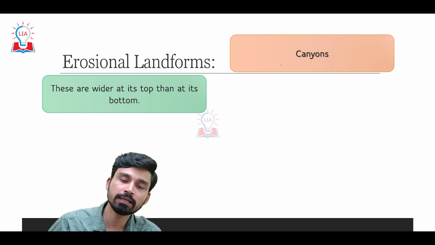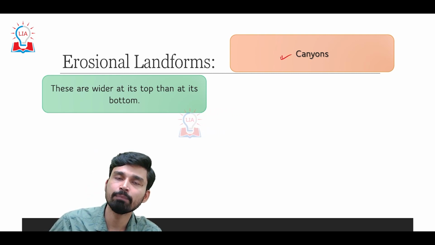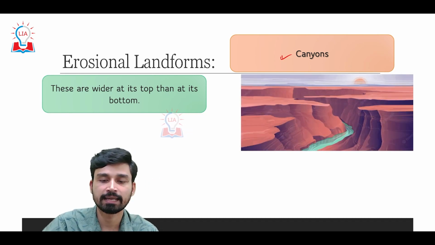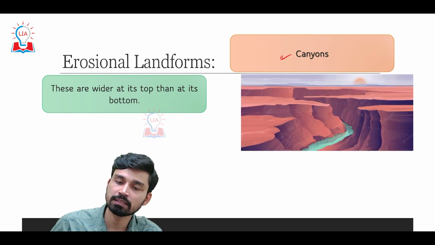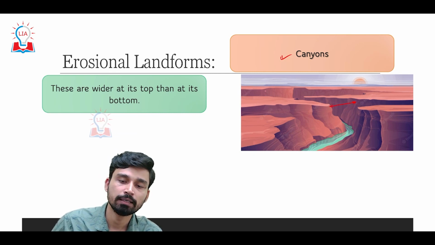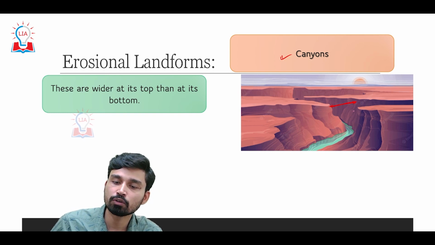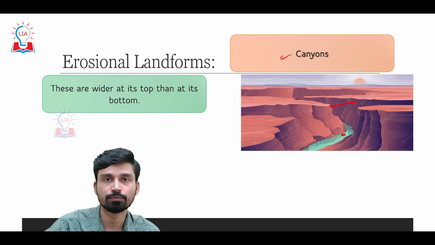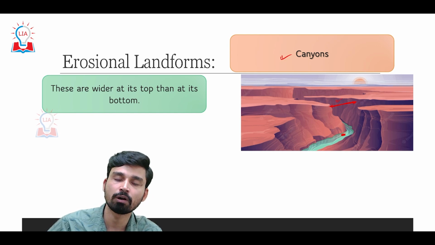The third and similar kind of feature that we see, which we can call a type of valley, is what is referred to as canyons. A canyon looks like this, as you can see from this diagram here. The canyon is different from the valley and gorge in that canyons are wider at the top as compared to the bottom. So in that respect, it is different from the gorge.